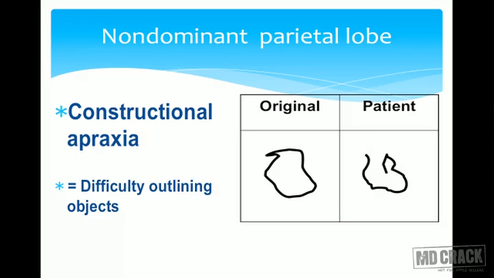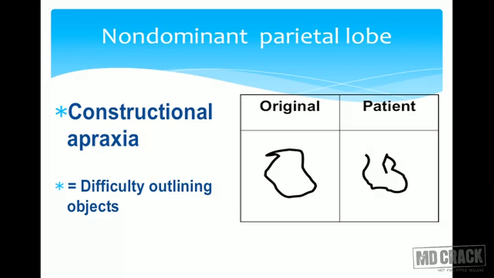If I give this construction to the patient, which is the original construction, and the patient is asked to copy it, you can look at what the patient has done. The patient has tried to complete this figure, but could not complete it because of difficulty outlining the object, so the outline is not complete. This is a very salient feature of constructional apraxia found in non-dominant parietal lobe lesions.